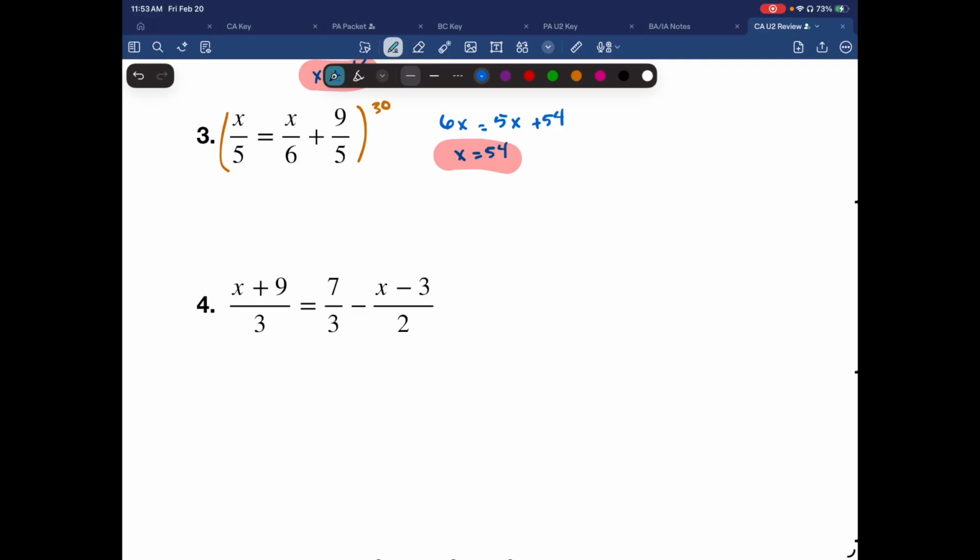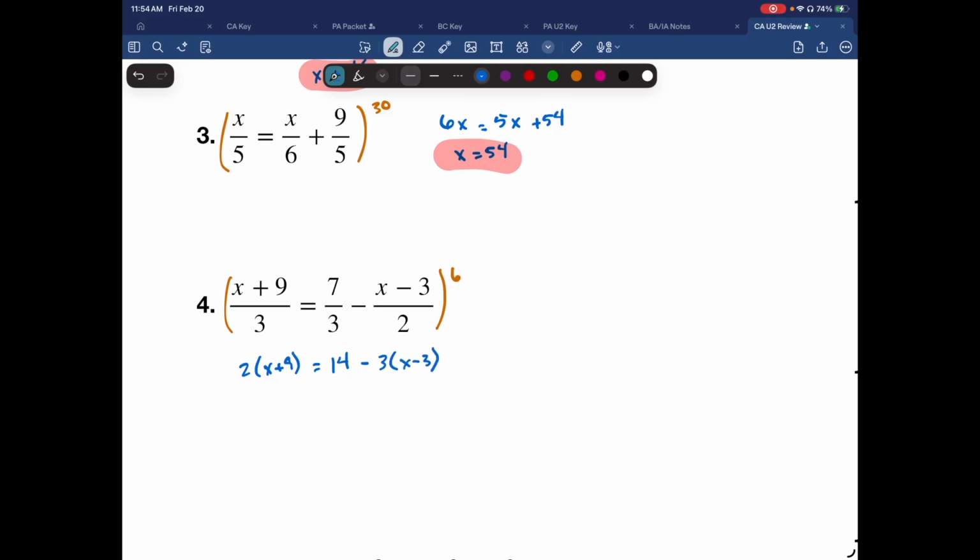Let's see. Same concept on number 4. You have 3 and 2. So the common denominator would be 6. All right. So 3 goes into 6 2 times, that numerator. So 2 times x plus 9. 3 goes into 6 2 times. 2 times 7 is 14. All right. 2 goes into 6 3 times. So that's minus 3 times x minus 3.